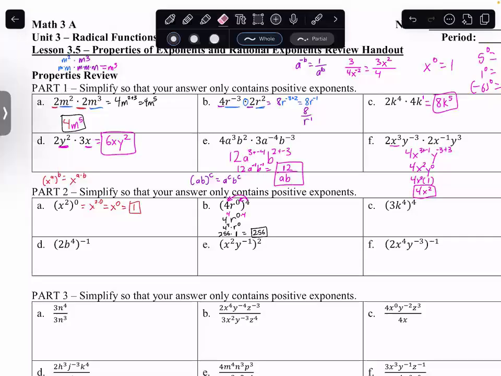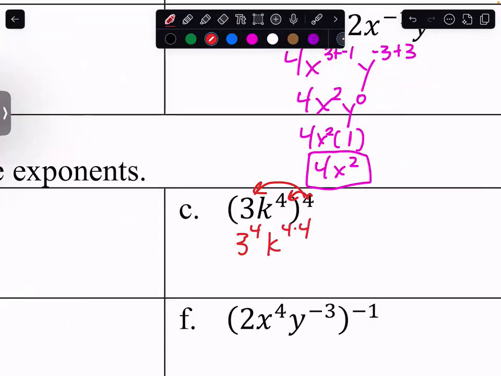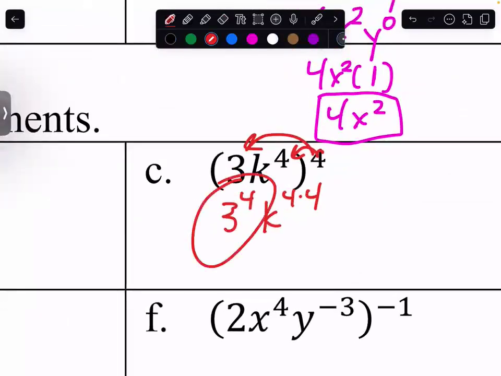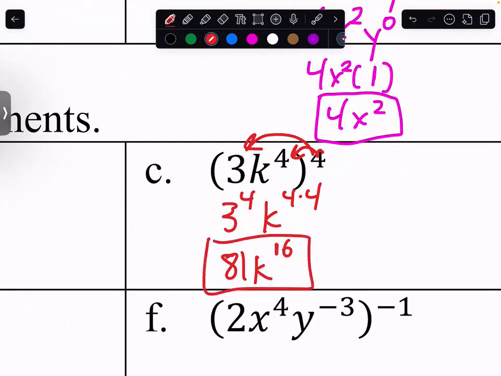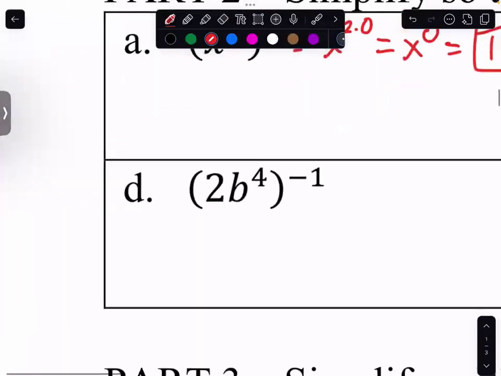Letter C, the outer exponent affects both the 3 and the k to the 4th. So 3 to the 4th, 3, 9, 27, 81. And then here, exponent to an exponent, you multiply them. So 81k to the 16th. Over here, again, outer exponent affects both parts.